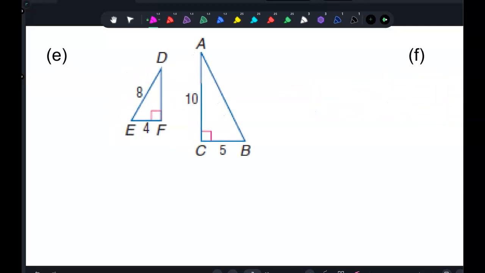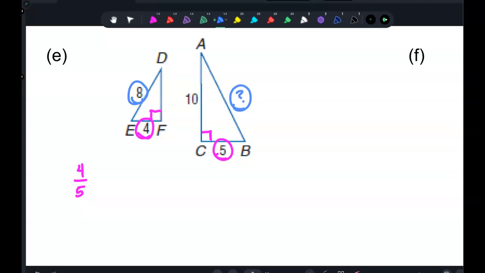Okay, let's take a look at E. I see that there is a pair of angles. And let's see, I can compare 4 to 5. There's nothing I can do to reduce that. But if you notice, I would have to compare 8 to the side over here, which we don't know what that is, but we could use the Pythagorean theorem to solve.